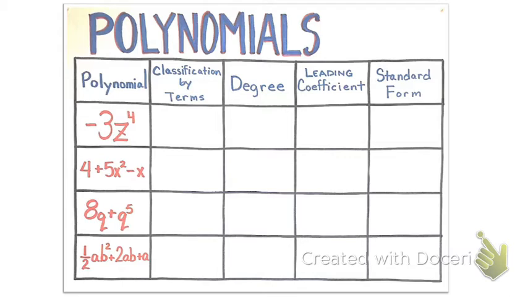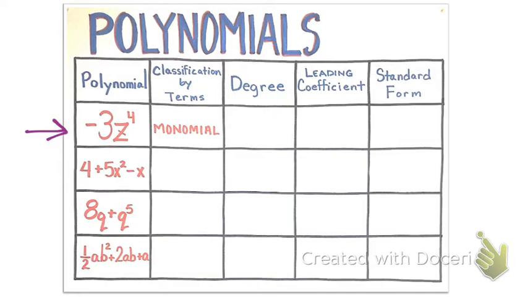On the first row of the chart, the first expression that we see is negative 3z to the fourth. We've already learned this vocabulary word. This is a monomial. It's made up of a number called the coefficient, a variable, in this case z, and an exponent, in this case 4. And because there is only one term with no plus signs or minus signs, this is called a monomial. Fill the word monomial in on your chart.